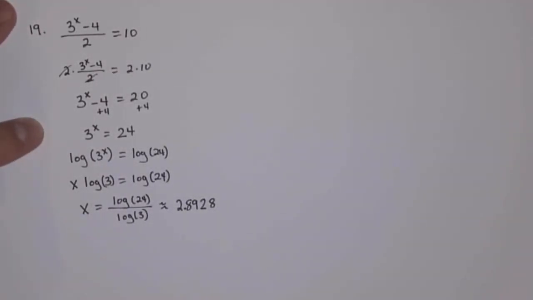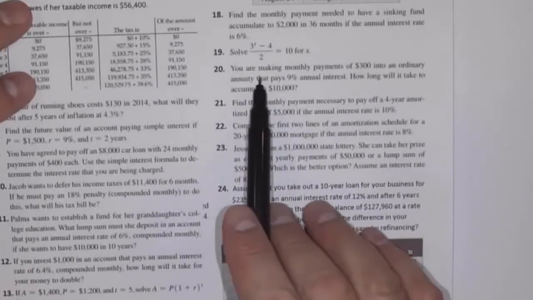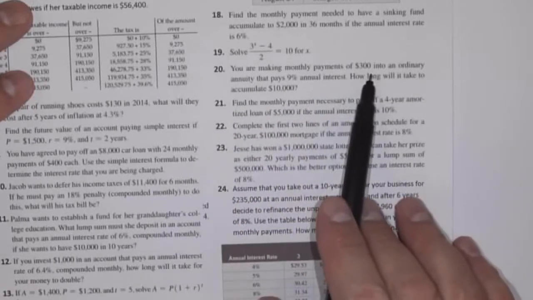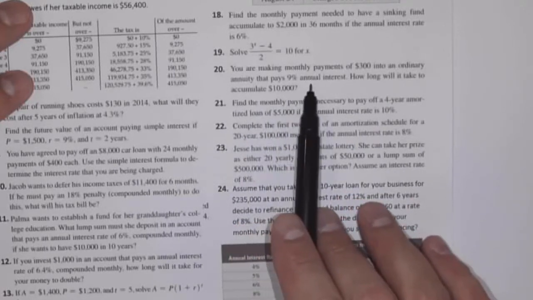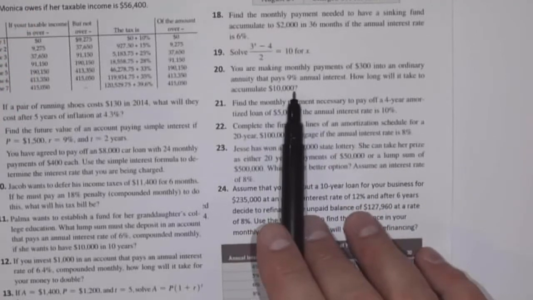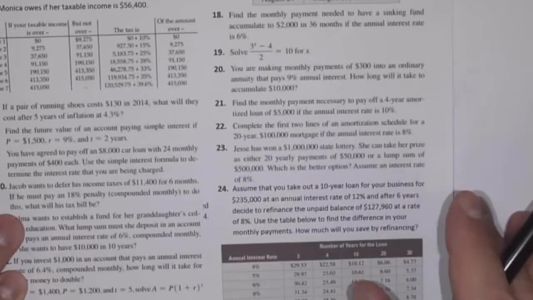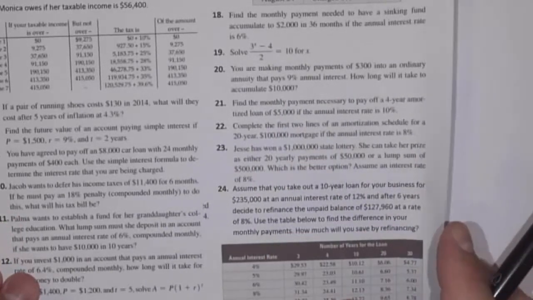So problem number 20. Let's look at that on a separate sheet. Problem number 20: You are making monthly payments of $300 into an ordinary annuity that pays 9% annual interest. How long will it take to accumulate $10,000? Well, this is an ordinary annuity problem, so we're going to use our ordinary annuity formula.